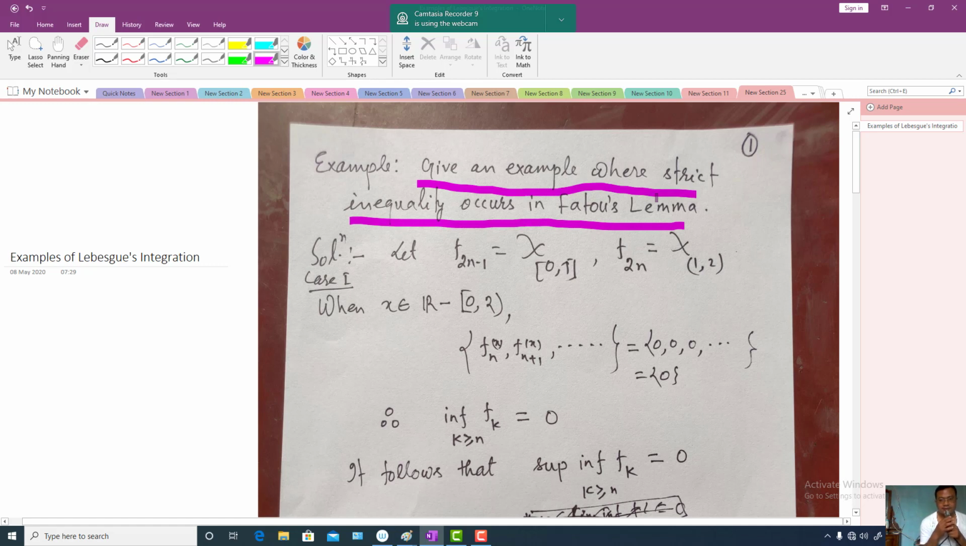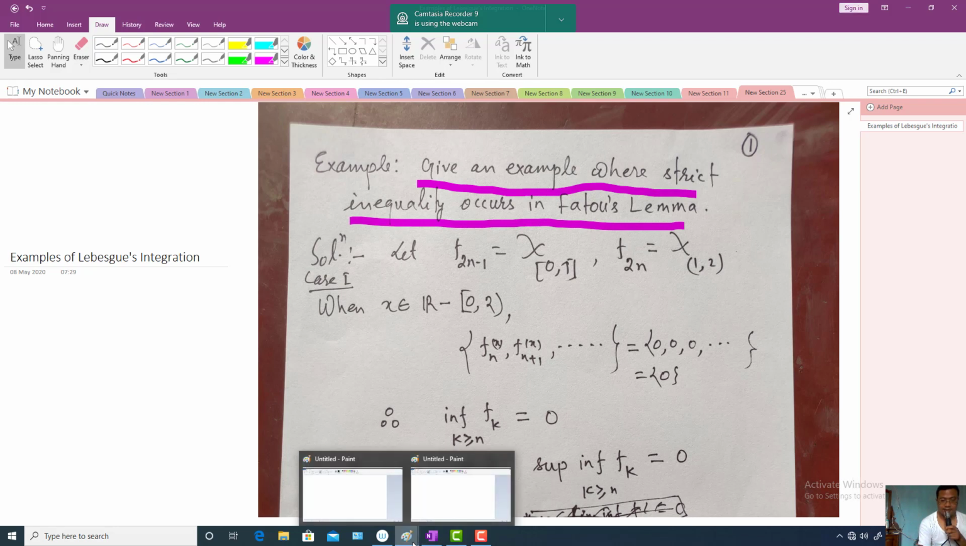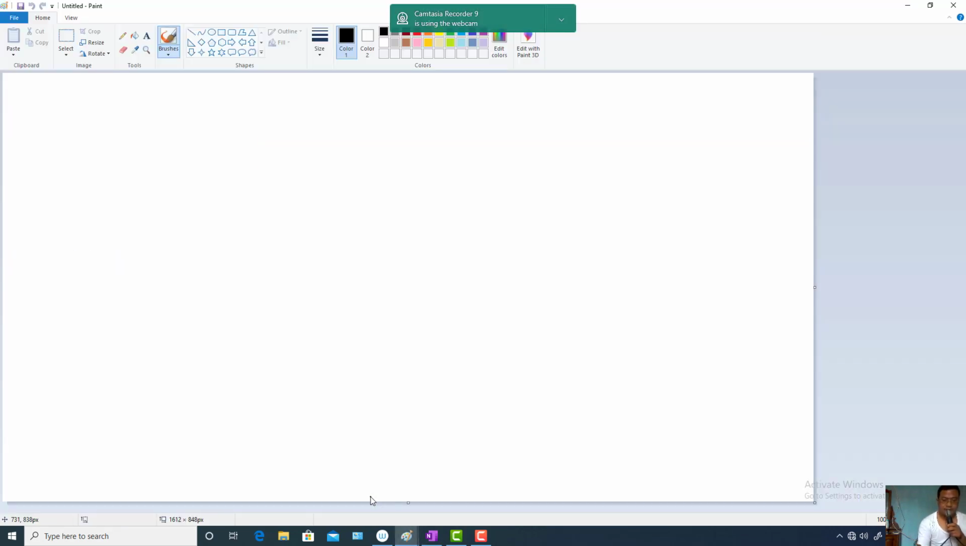For any sequence of functions, we have this. Fatou's lemma statement, let me write it down first. For any sequence of non-negative measurable functions, what Fatou's lemma says is that the integration of the limit infimum of f_n dx is less than or equal to the limit infimum of the integration of f_n dx. This is Fatou's lemma.